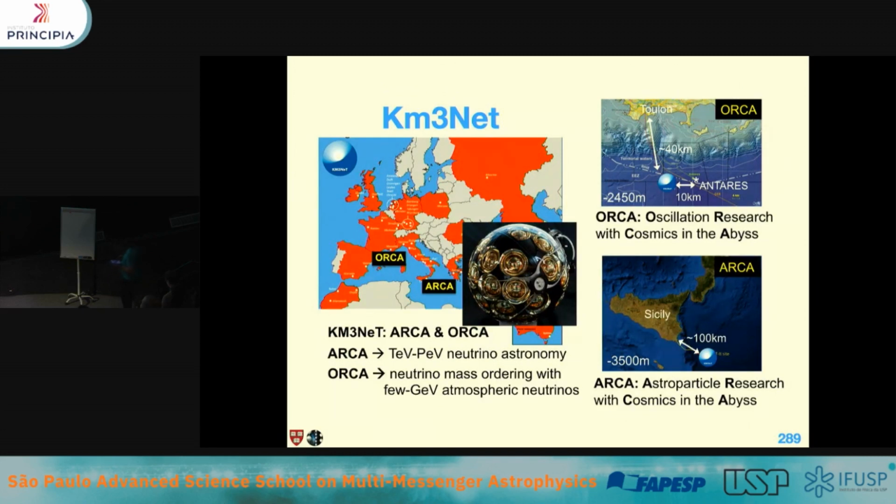At the same time, in Europe, KM3NeT is being installed. It has two sub-detectors, ORCA and ARCA, ORCA by France and ARCA by Italy. And they are actually designed for different purposes. So ARCA is going to focus on TeV neutrino astronomy, and ORCA is going to try to measure the neutrino mass ordering, which is what I was talking earlier about this bet.